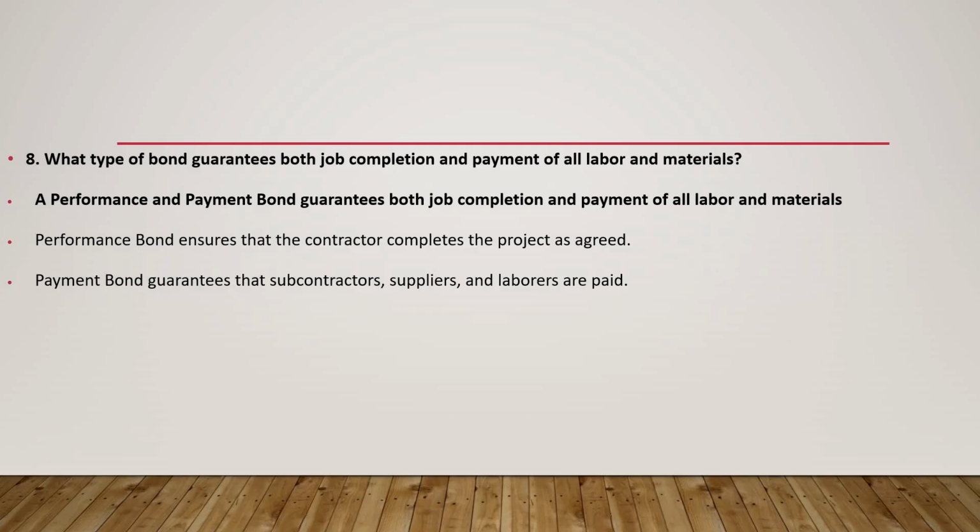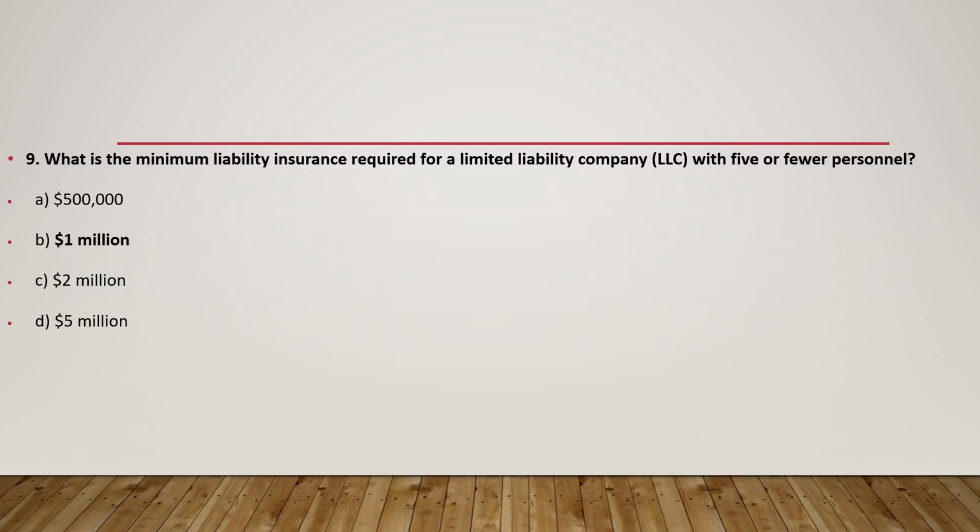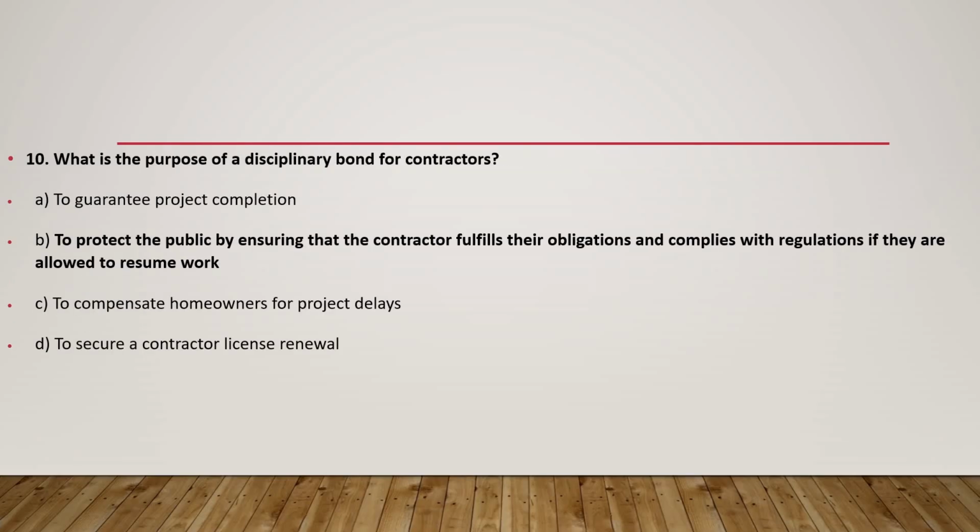Remember that a performance bond ensures that the contractor completes the project as agreed, and a payment bond guarantees that subcontractors, suppliers, and laborers are paid. 9. What is the minimum liability insurance required for a limited liability company, LLC, with 5 or fewer personnel? B. $1 million. 10. What is the purpose of a disciplinary bond for contractors?